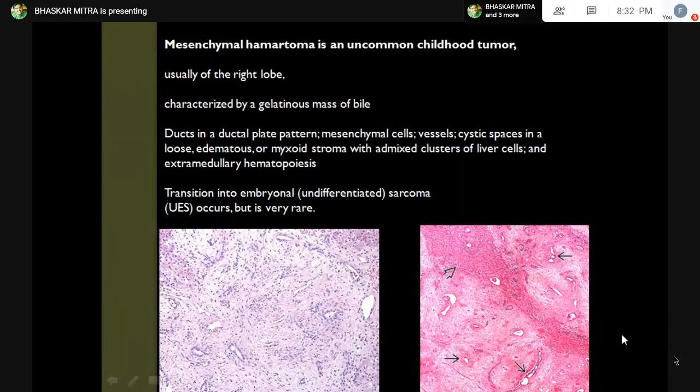They usually present in childhood as a gelatinous mass of bile. There may be abnormal ducts or ductular proliferation along with mesenchymal and vascular proliferation. They usually lie in small ductular cystic spaces in a loose connective tissue stroma with myxoid change and hemorrhagic changes in areas.